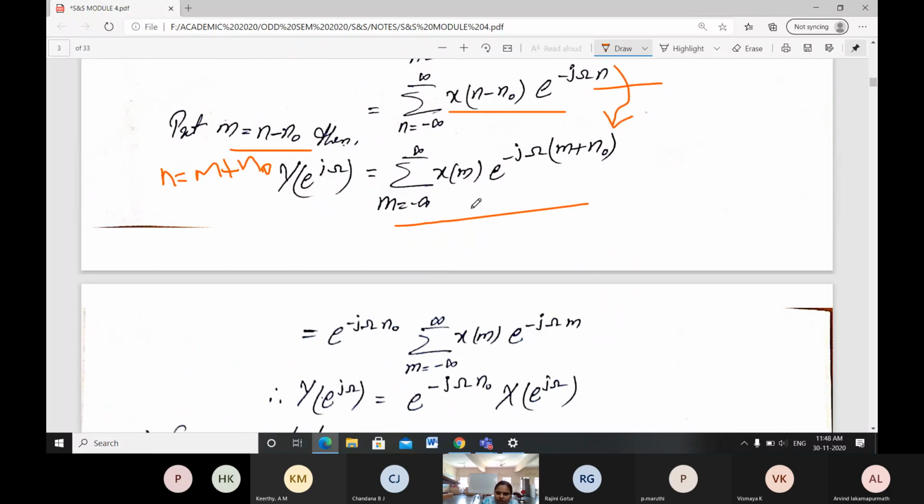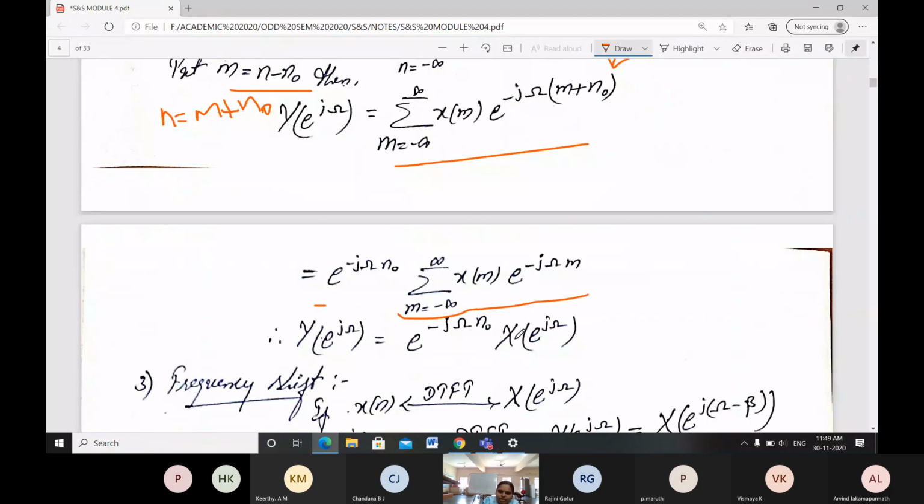Then after substitution, what I can write is e power minus j omega n naught, it's a constant value, meaning a shift operation. For that reason, it is taken outside, and the remaining part is summation m equals minus infinity to plus infinity x of m e raised to minus j omega m. This is nothing but X of e raised to j omega, and this is right as it is. This is the proof for the time shift in terms of your DTFT.